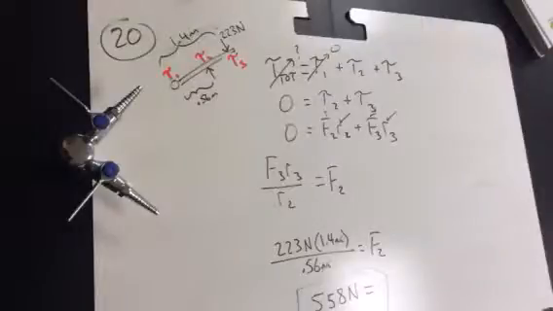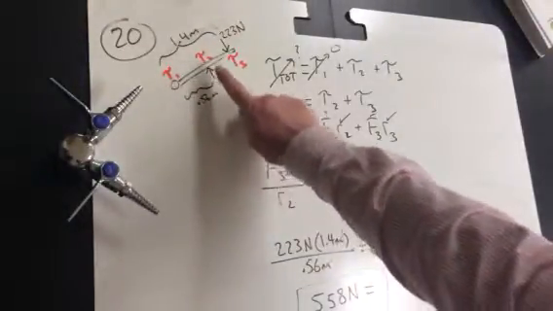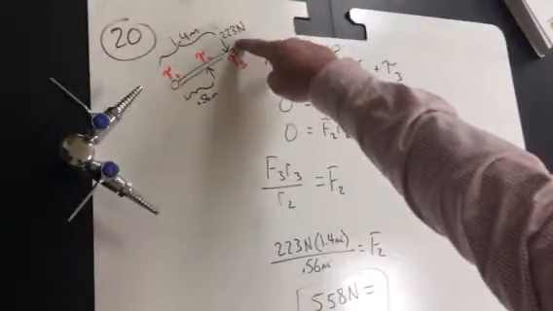All right, let's look at number 20 real quick. Number 20 says, you are fighting against a monster trying to get through a partially open door. So here's our partially open door. Here's the monster pushing this way. Here's you pushing this way. You push with 223 newtons.